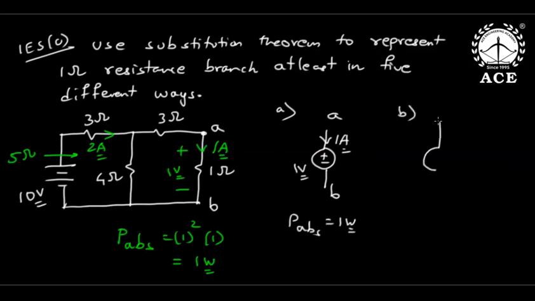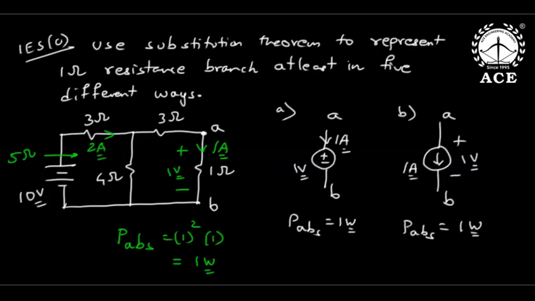Option B. Again between AB, this is 1 ampere, 1 volt. Power absorbed is again 1 watt. Both are the same. So now I am doing more ways.